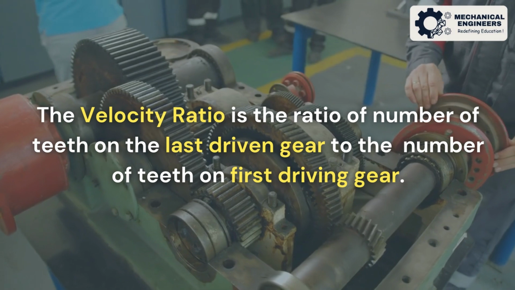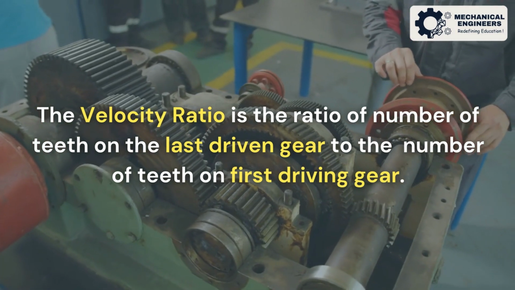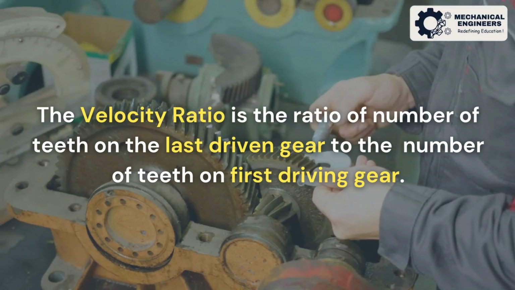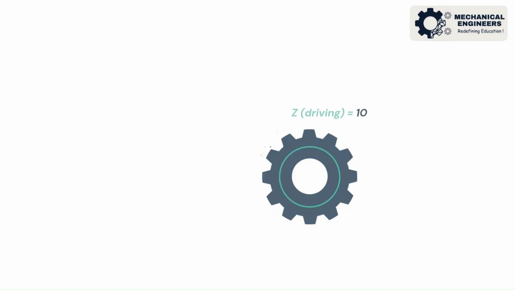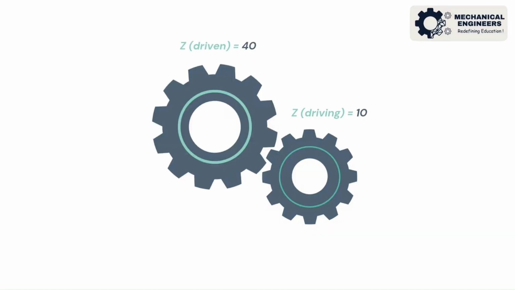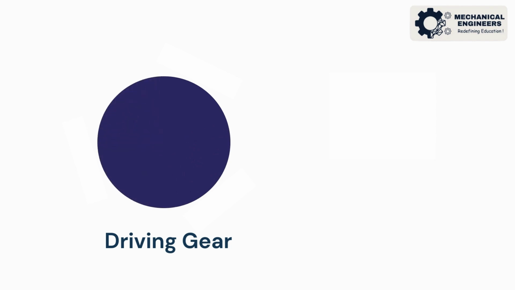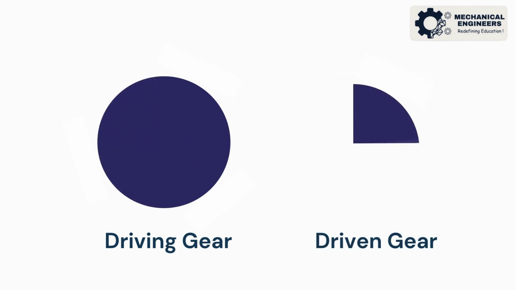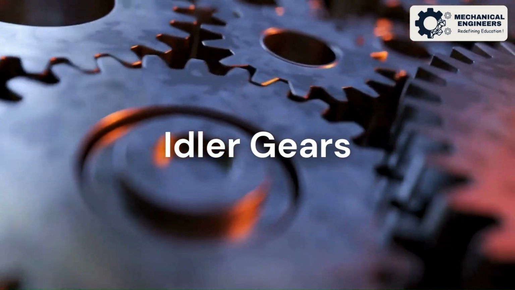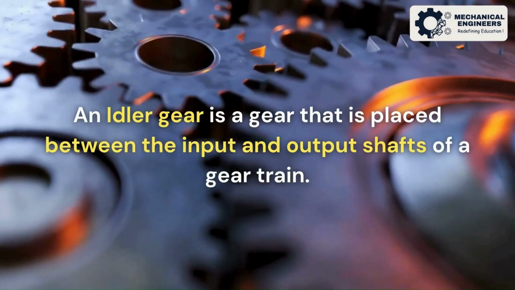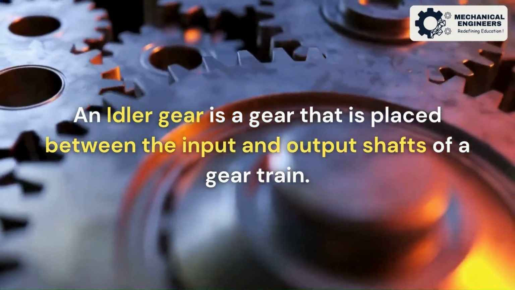It's simply the ratio of the number of teeth on the last driven gear to the number of teeth on the first driving gear. For instance, if the driving gear has 10 teeth and the driven gear has 40, the velocity ratio is 4:1. This means for every rotation of the driving gear, the driven gear rotates a quarter of a turn.